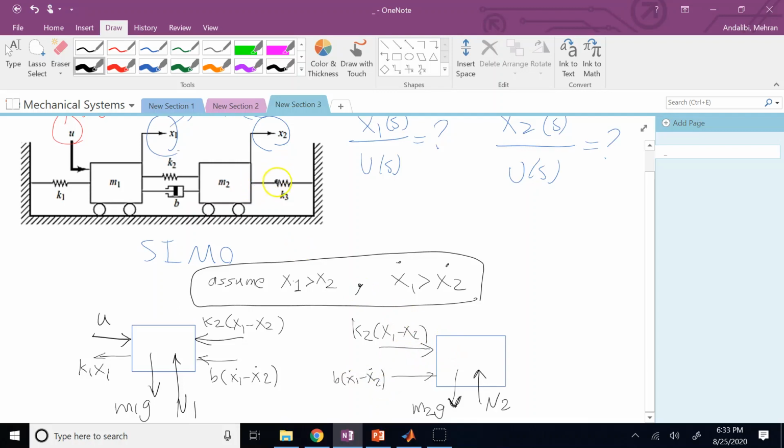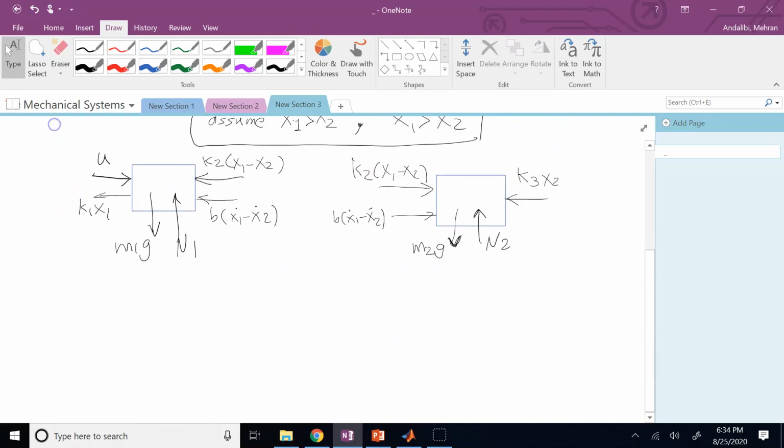And this K3 is pushed by X2, the other side of it is not pulled, so it is definitely going to be compressed, so it is going to push back, and this is going to be K3 times X2, or X2 minus 0 actually, but we don't need to write it. So these are the two FBDs, and now in addition to that, you also need what?